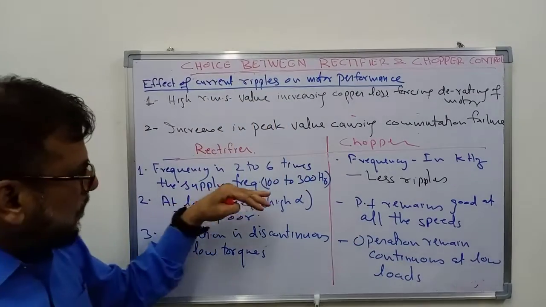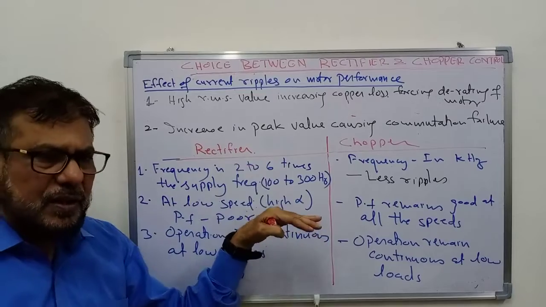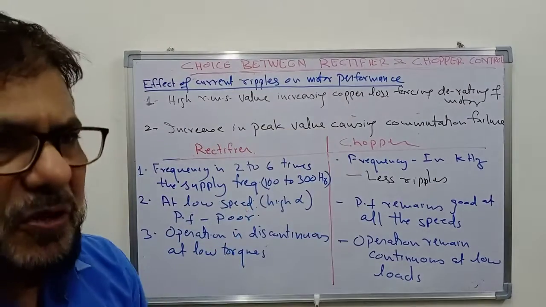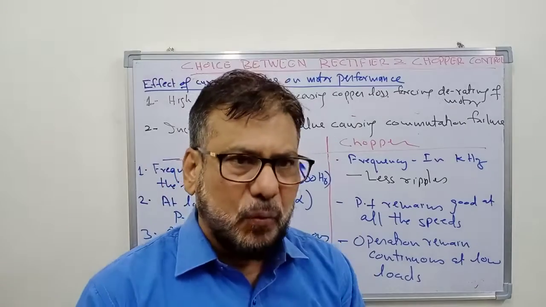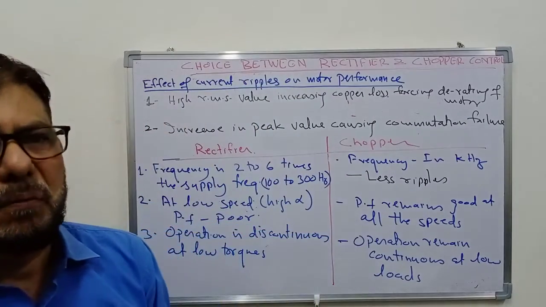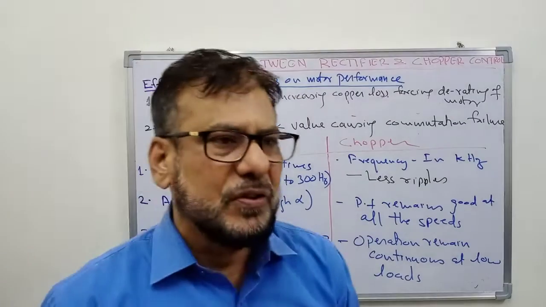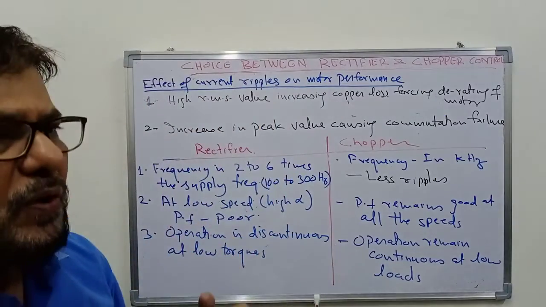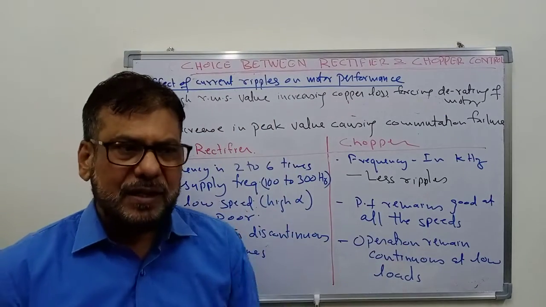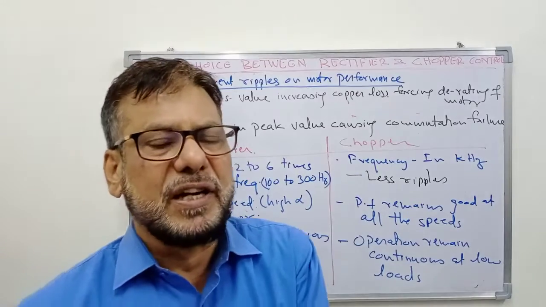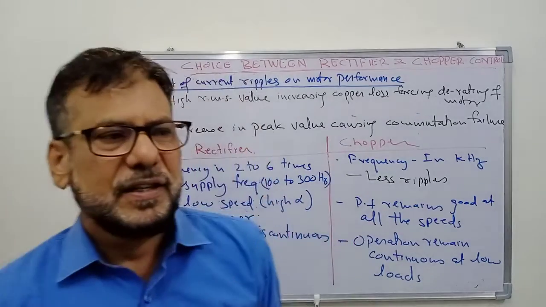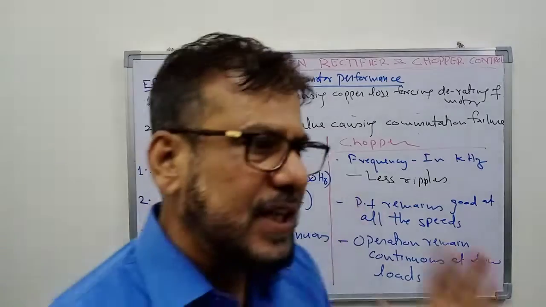So the lower the frequency, the more ripples there will be in the armature current, because current rises and the more time you give, the more current will rise. So if the frequency is low, the current ripples will be high, and if the frequency is high, that is, less time is given for the current to fluctuate or change, then the ripples will be less.